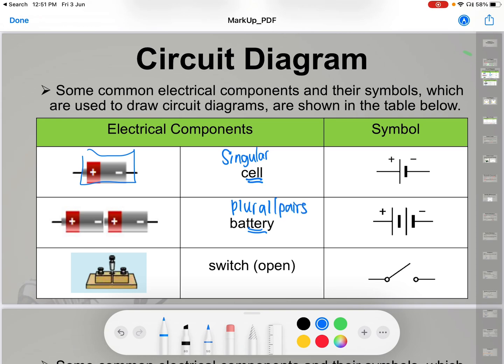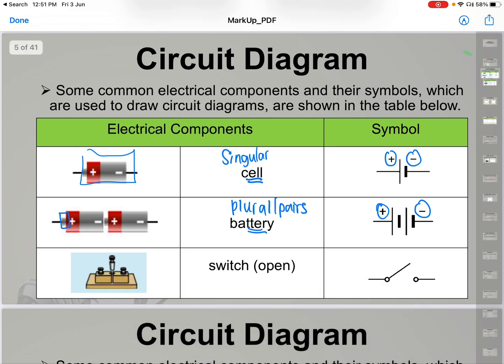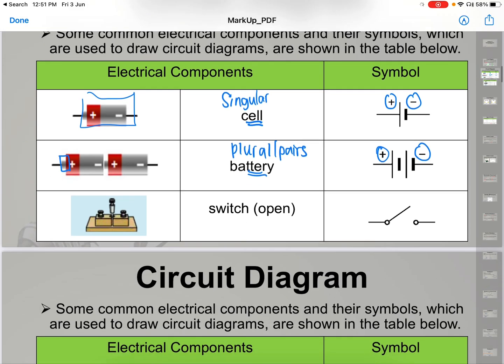All right, so let's see how do we draw them. Now it's a very simple long and short line, but take a look at the terminals. Okay, you are required to label your terminals as well. So the one that pops out here will be your positive terminal. So please annotate it with a long line, and the minus, or rather the negative terminal, will be the shorter line.